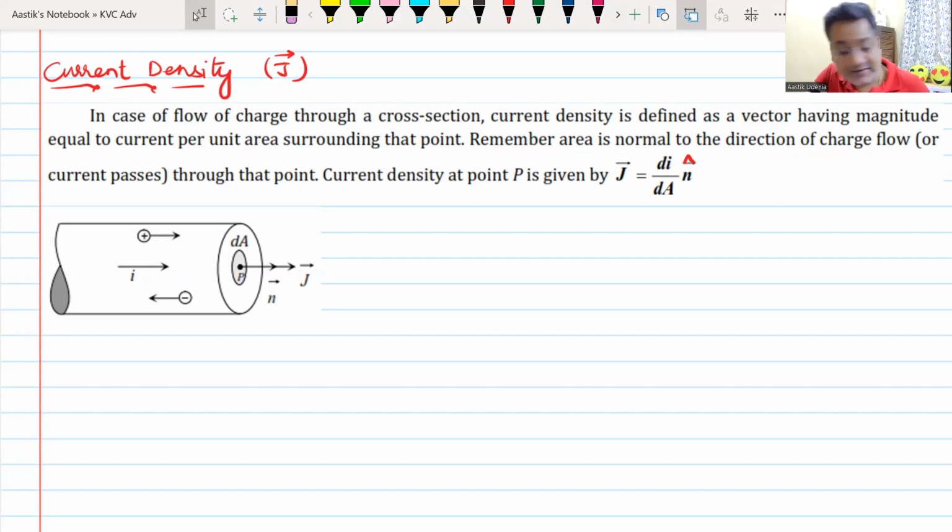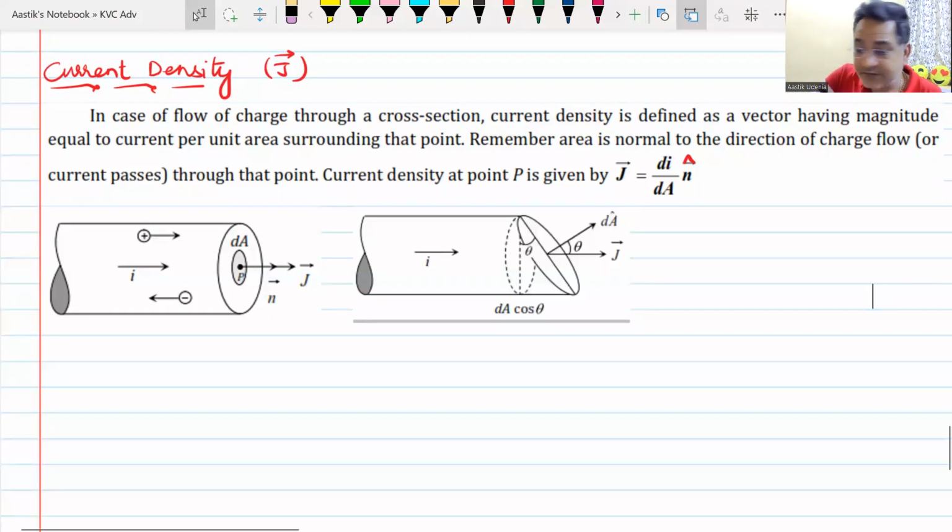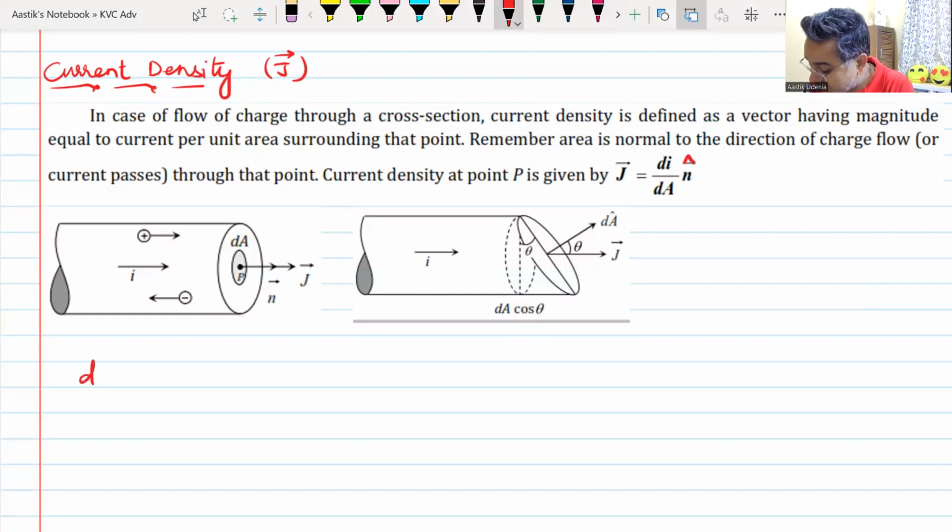We had seen this area is treated as a vector quantity in physics. Current density is dI by dA into n unit vector, where n unit vector is the area vector. So the direction of current density is in the direction of area vector. Or you can write this equation in this way also: the small current flowing through the small section can be written as J vector dot dA.